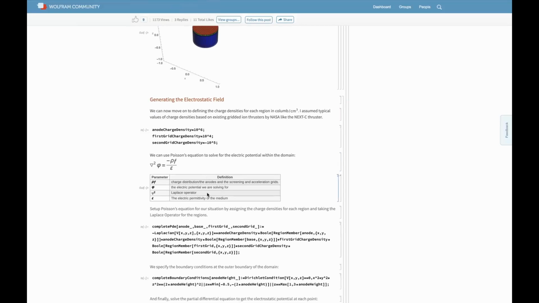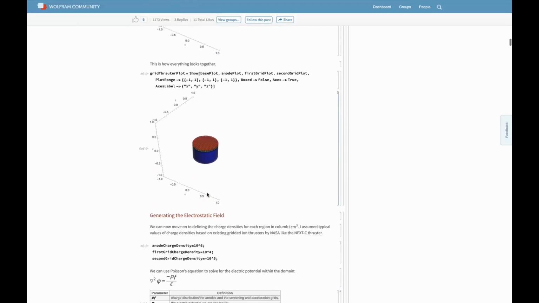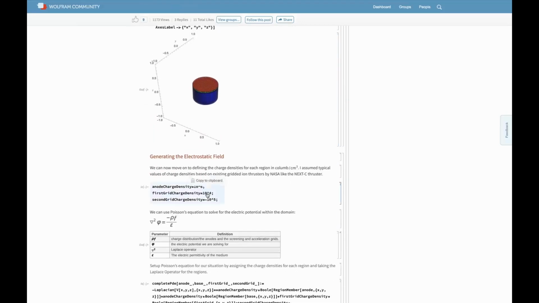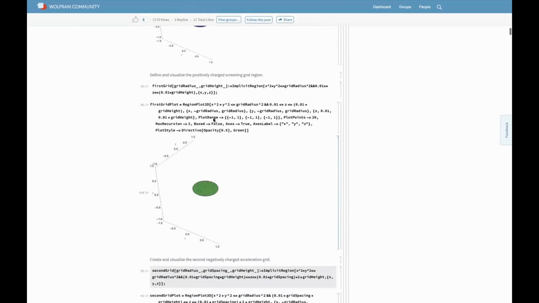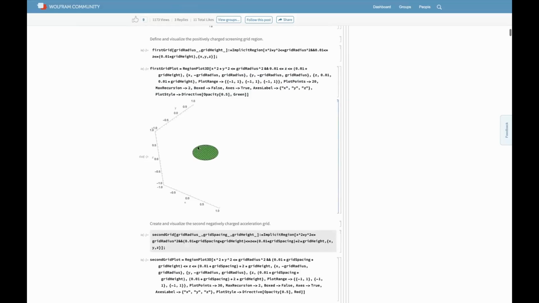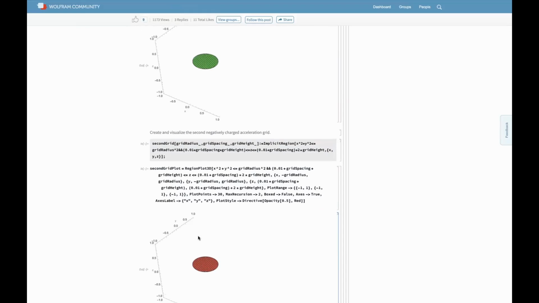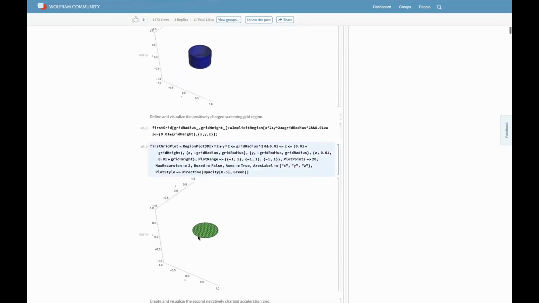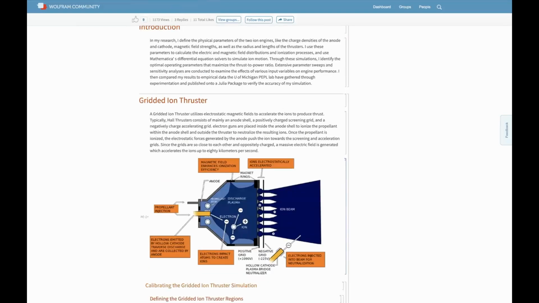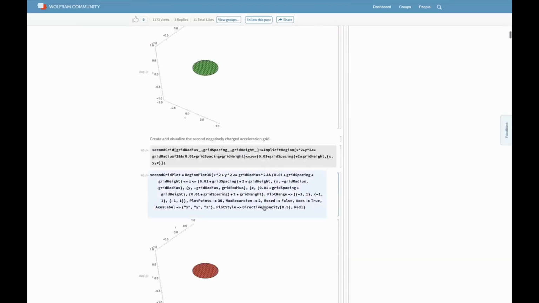So I needed to also give them the electrostatic field and electrostatic charges within for the thrusters. So the anode is positively charged, and then the screening grid here is negatively charged, but it's weaker. And then this accelerating grid is positively charged, but it's charged more positively than the screening grid. So when the electron passes through between the first and the second grid, it accelerates a huge amount.